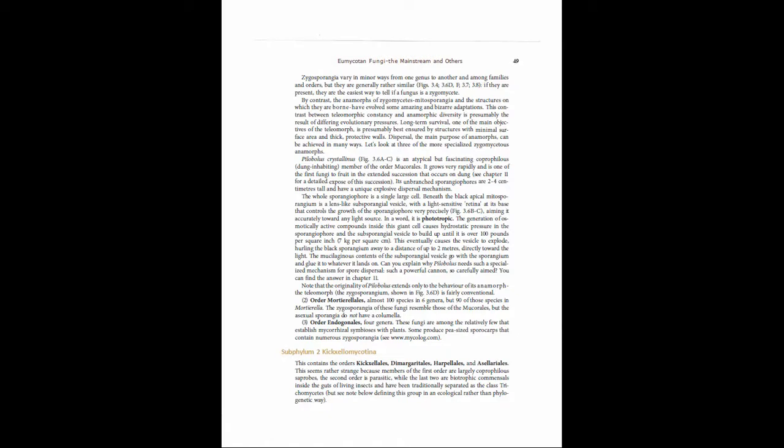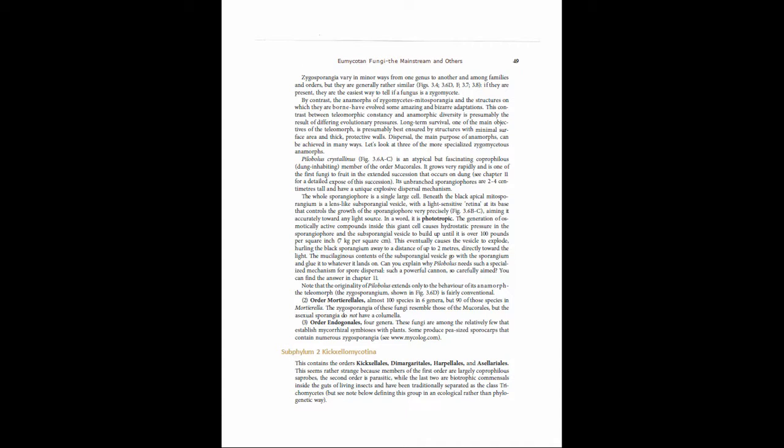Eumycotan fungi: the mainstream and others. Zygosporangia vary in minor ways from one genus to another and among families and orders, but they are generally rather similar, Figs 3.4, 3.6d, f, 3.7, 3.8. If they are present, they are the easiest way to tell if a fungus is a zygomycete. By contrast, the anamorphs of zygomycetes, mitosporangia and the structures on which they are borne, have evolved some amazing and bizarre adaptations. This contrast between teleomorphic constancy and anamorphic diversity is presumably the result of differing evolutionary pressures.